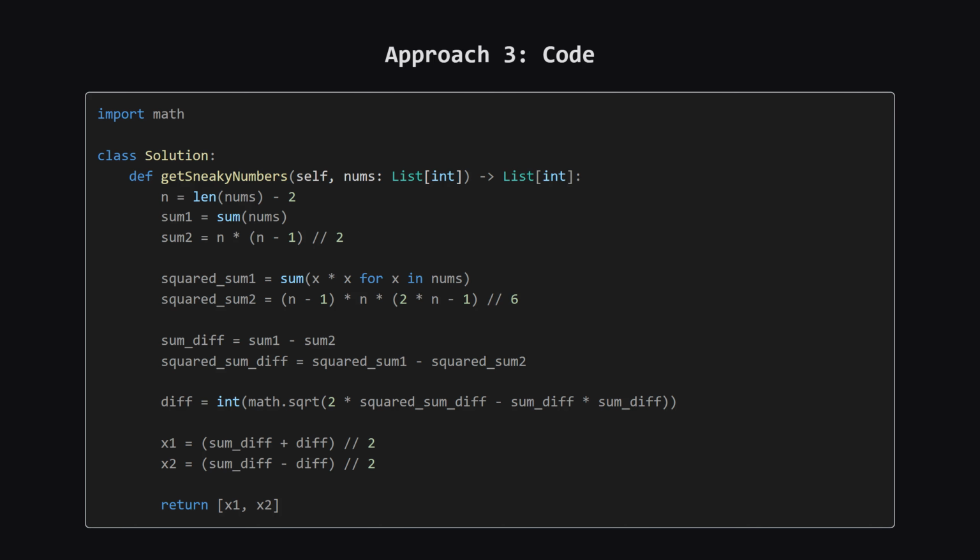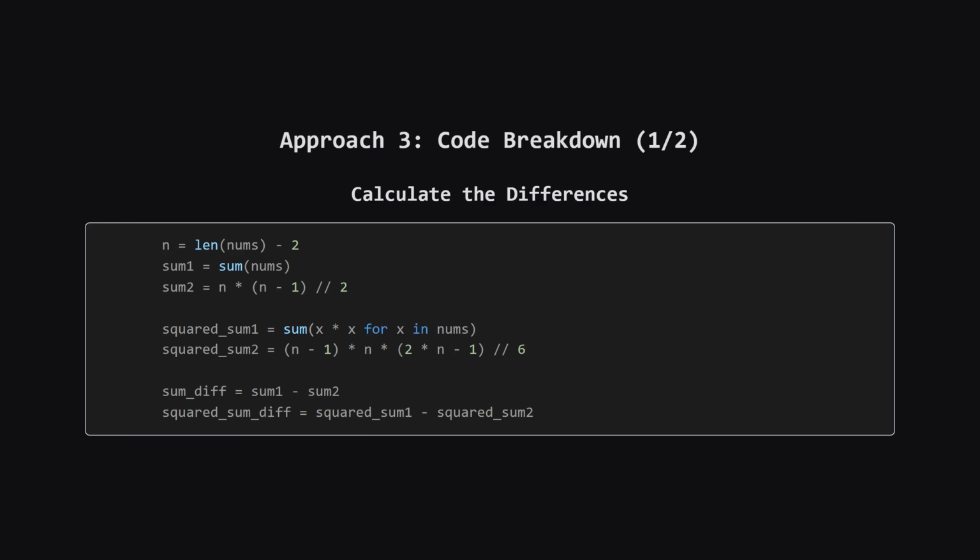Here's the Python code for the math-based approach. We'll need the math library for the square root function, but otherwise, it's all basic arithmetic. Let's break down how we get from the sums to the final answer. First, we find n just like before. Then we calculate the 2 sums we need. Sum 1 is the sum of our input list. Sum 2 is the sum of the ideal list from 0 to n-1, which we can calculate directly with the formula n times n-1, all divided by 2.